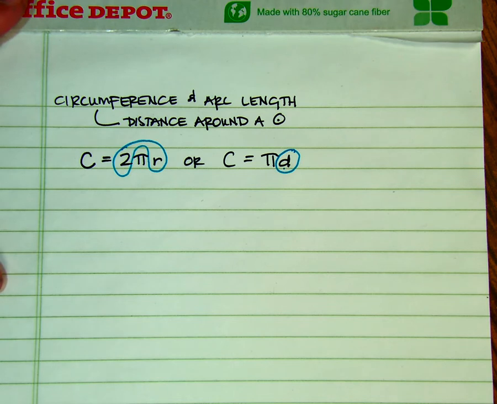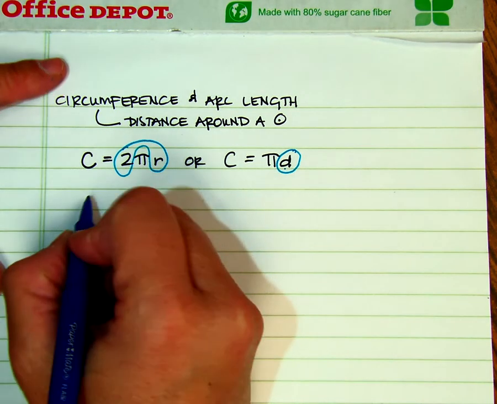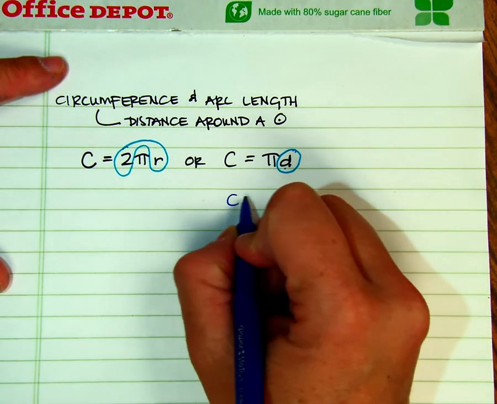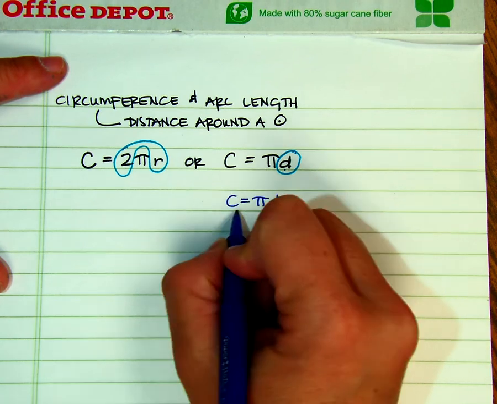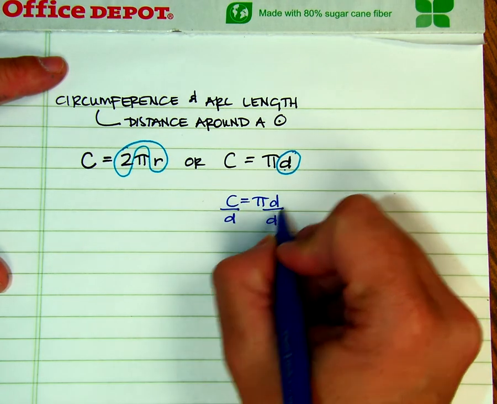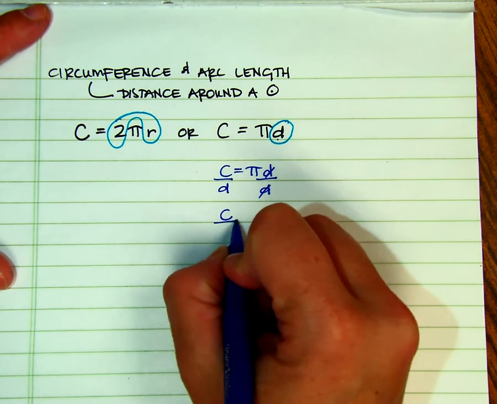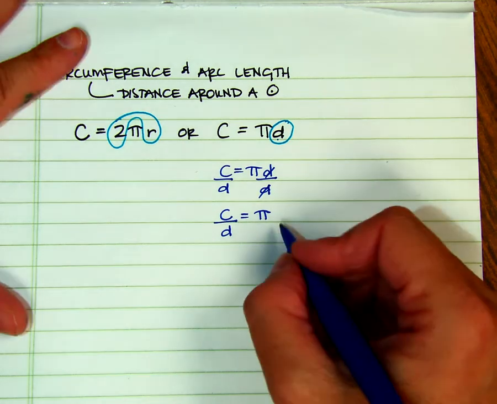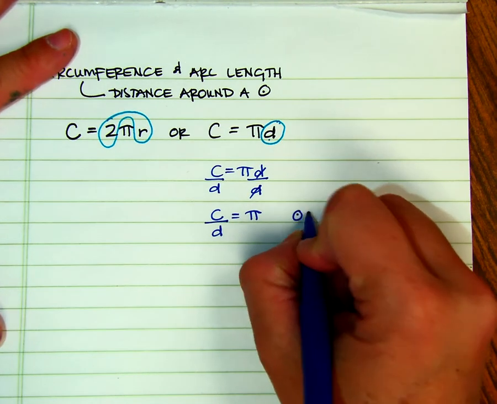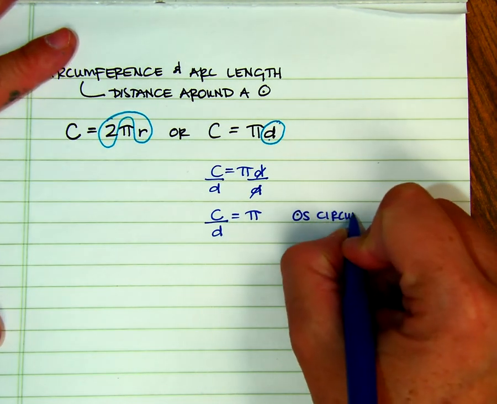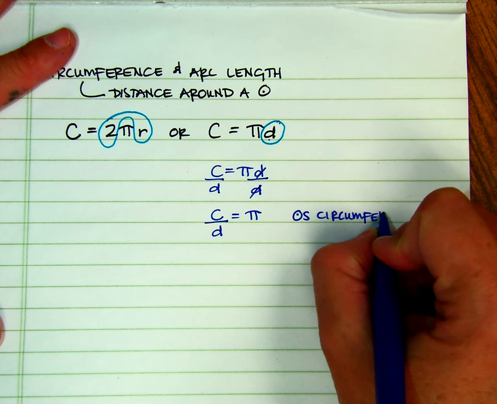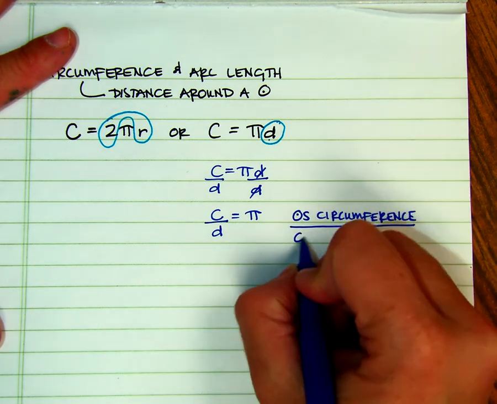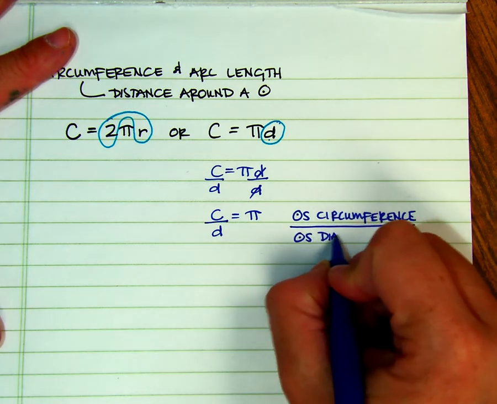You guys have heard of pi before. If I solve this for pi, if I have C equals pi d, I divide both sides by diameter. That's what I get. So pi is a circle's circumference divided by the circle's diameter.